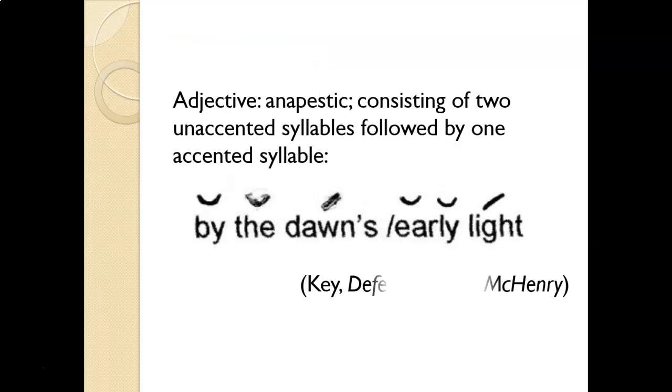The next one we have is basically the anapaest. We call it anapaest and anapest also, so you could call it by any name. The adjective form of it is anapestic or anapaestic. It's again your choice. This consists of two unaccented syllables followed by one accented syllable.